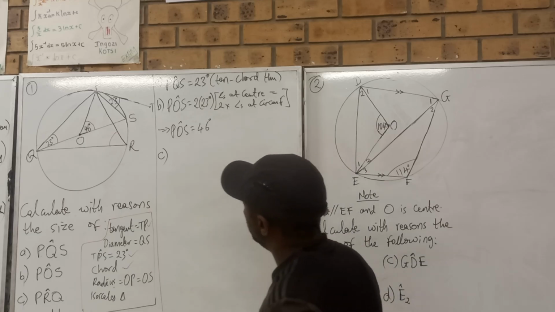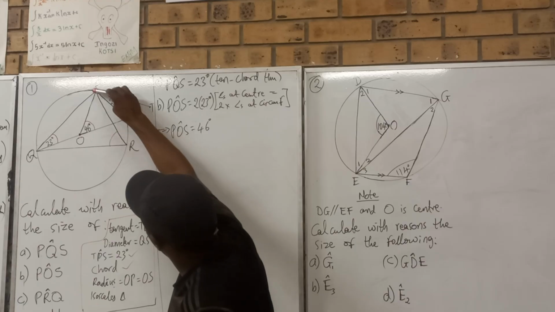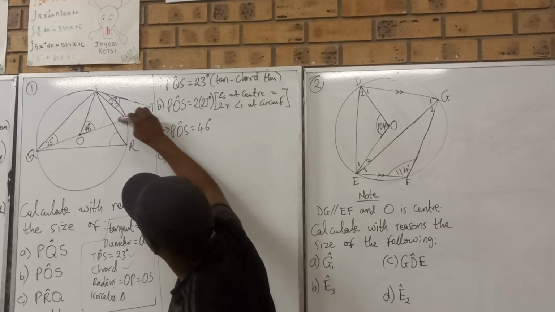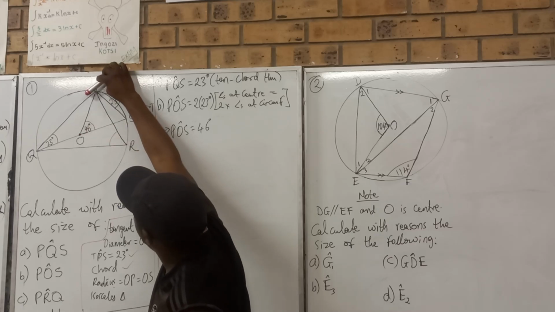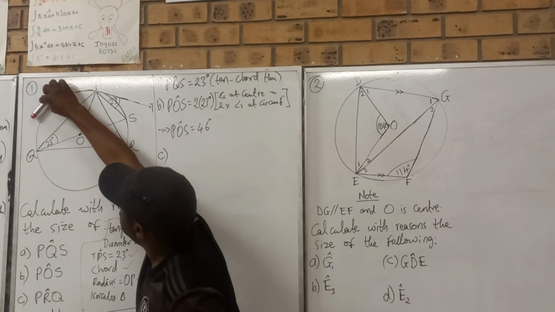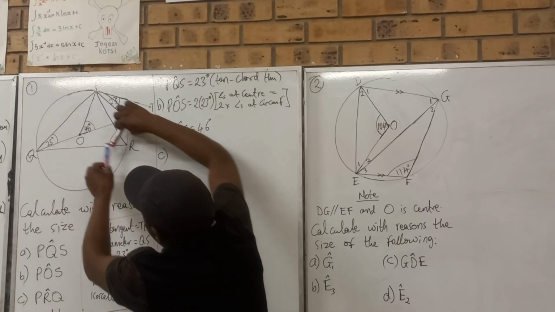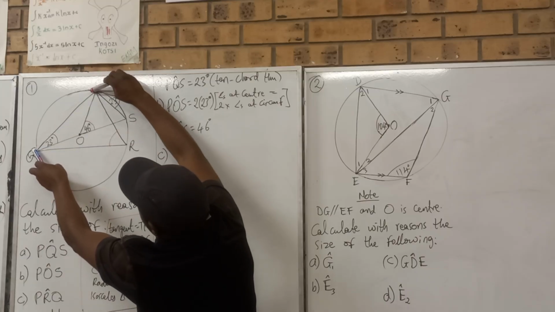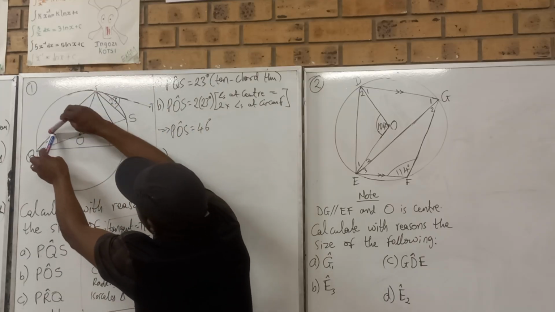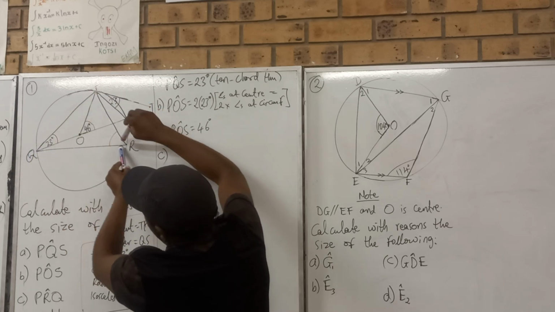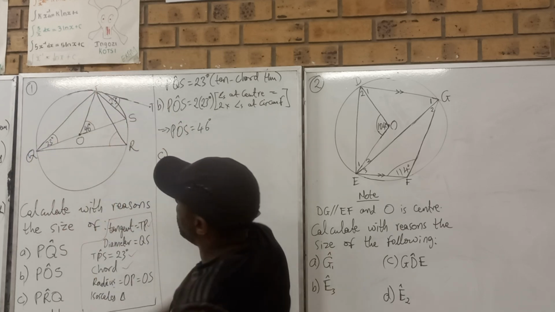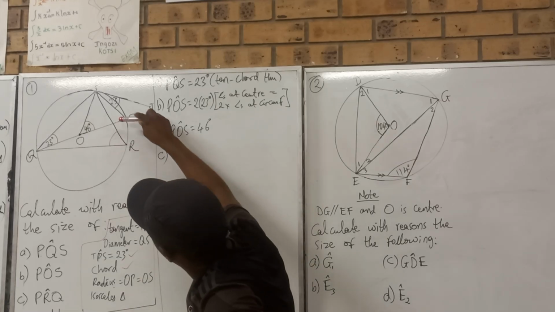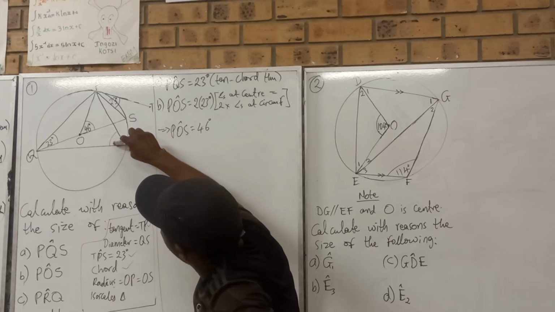Looking at my diagram very well, you see PRQ should have a relationship with PSQ, because based on the chord PQ, this is a minor segment and this is a major segment. Based on chord PQ, you can move in a triangle to position S on the circumference. The chord PQ again, you move in another triangle to position R. So you see S and R are angles in the same segment. That means if I can calculate angle S, then obviously I will know R.